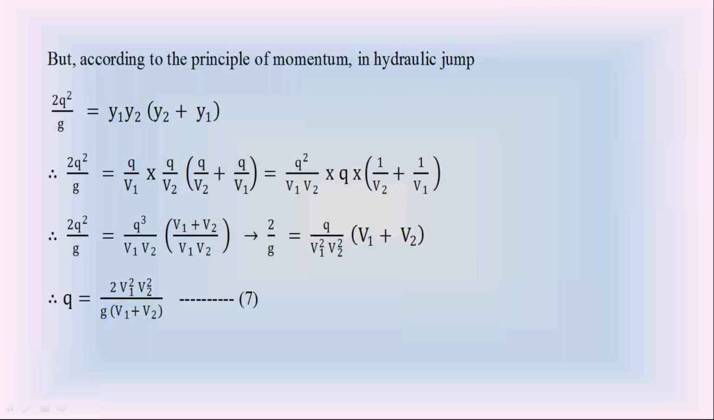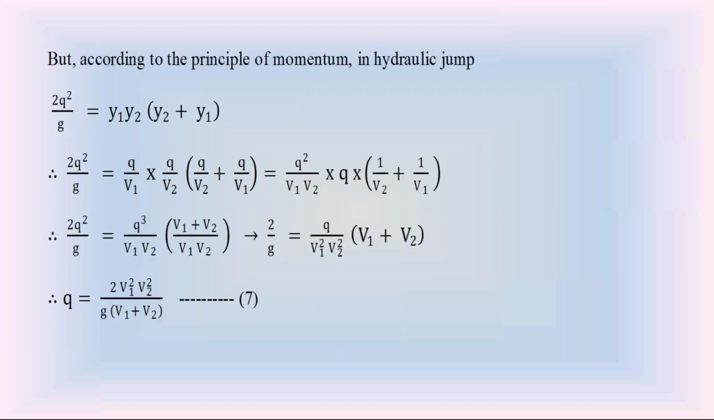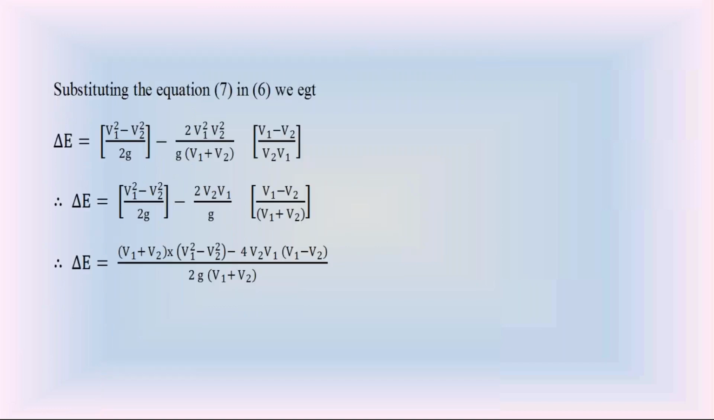Substitute that equation 7 in the equation 6. Here in the equation 6 we have small q. So in the place of small q in the equation 6, substitute equation 7. What is the small q in the equation 7? 2 into v1 square into v2 square by z into v1 plus v2. Then equation 6 becomes delta E, loss of energy, is equal to v1 square minus v2 square by 2z minus small q. What is the small q? 2 into v1 square into v2 square divided by z into v1 plus v2 into v1 minus v2 by v2 into v1.